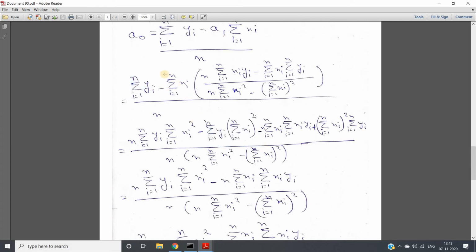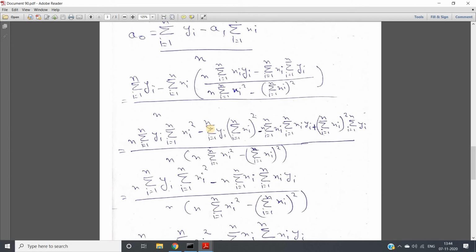Right? And then this term we will be multiplying with this. So minus the summation over i equal to 1 to n of xi, multiplied by n times the summation over i equal to 1 to n of xi yi. That's what I have written here. And this term will be here, minus becomes plus, and it will be plus the summation over i equal to 1 to n of xi, multiplied by the summation over i equal to 1 to n of xi, multiplied by the summation over i equal to 1 to n of xi. This summation of xi multiplied by this summation of xi will be the summation over i equal to 1 to n of xi whole square. That's what I have written here, right?